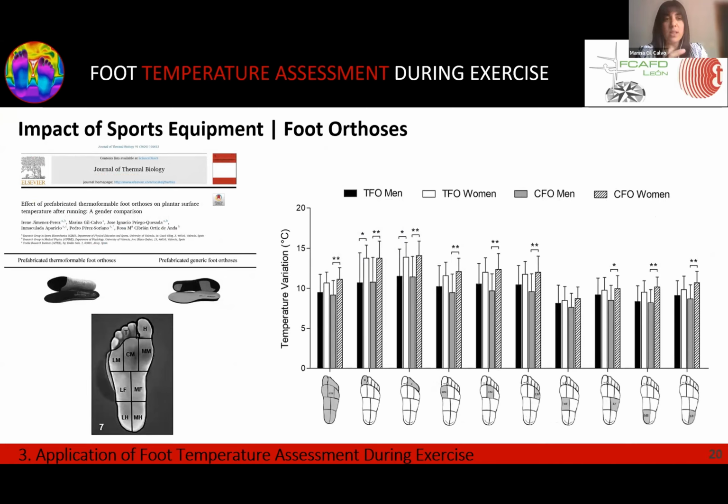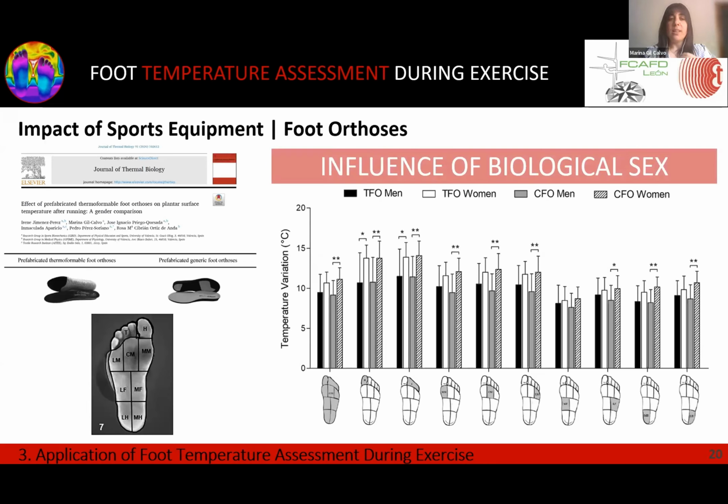Along with the same time, we analyzed generic prefabricated insoles compared with thermoformable insoles, which could be adapted to the shape of the foot with a standard microwave, and the results were similar to the previous study. No substantial differences in healthy runners for infrared thermography. However, one particularly interesting finding was the difference in thermal behavior between men and women.